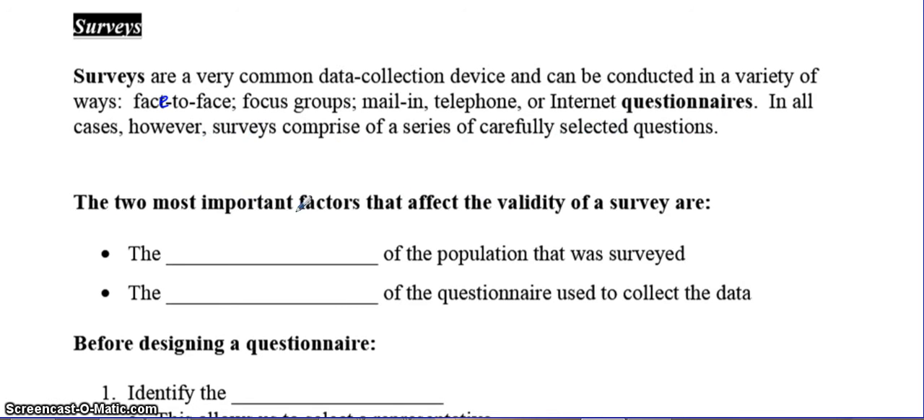The two most important factors that affect the validity of a survey are the size and characteristics of the population that was surveyed and the purpose of the questionnaire used to collect the data.